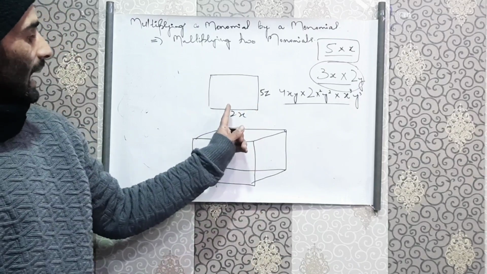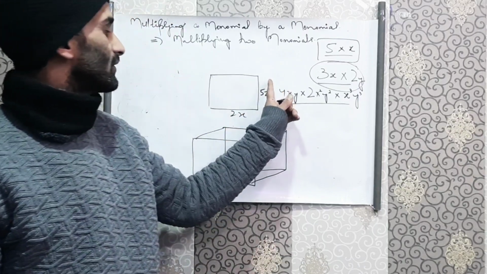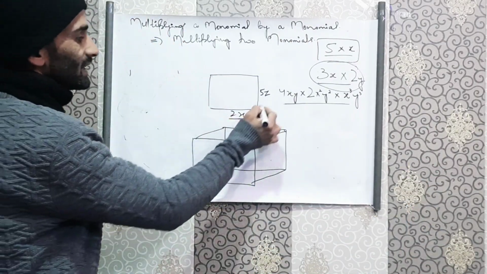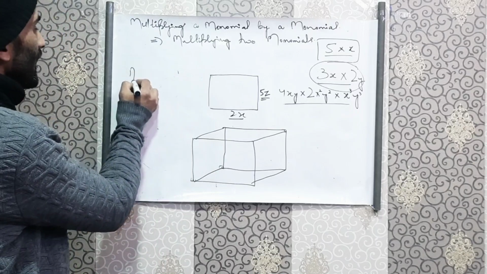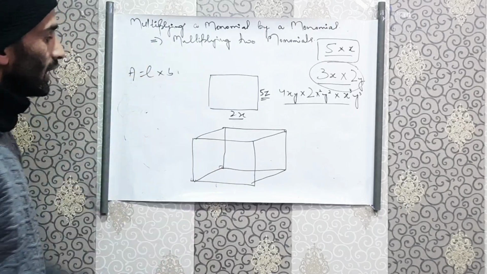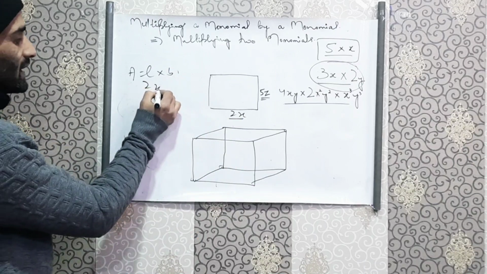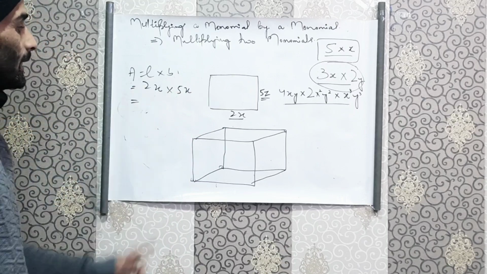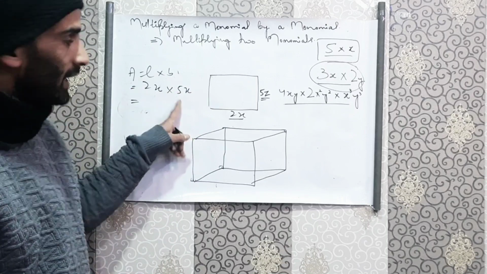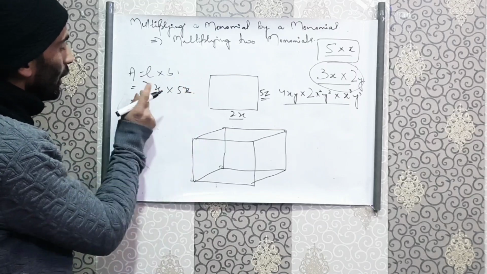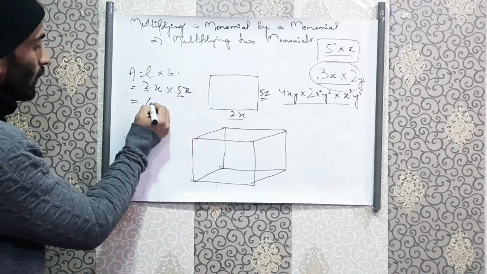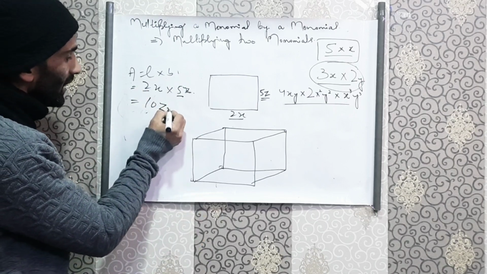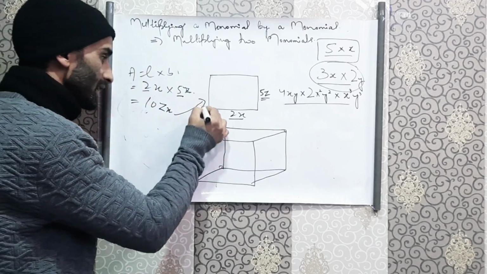In the exercise, the length is given as 2x, the breadth is given as 5z. Same way you will do that exercise. We have to find the area. Area is equal to length into breadth. What's our length? That is 2x. What's our breadth? 5z. And now we have to find the area. 2 into 5: we have to multiply coefficient with coefficient. 2 5s are 10. X into z, we can write directly xz or zx. This is the area of this rectangle.